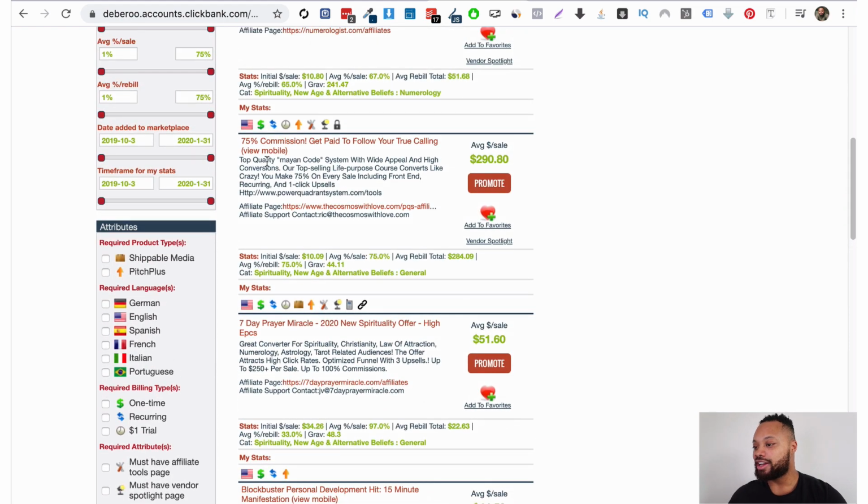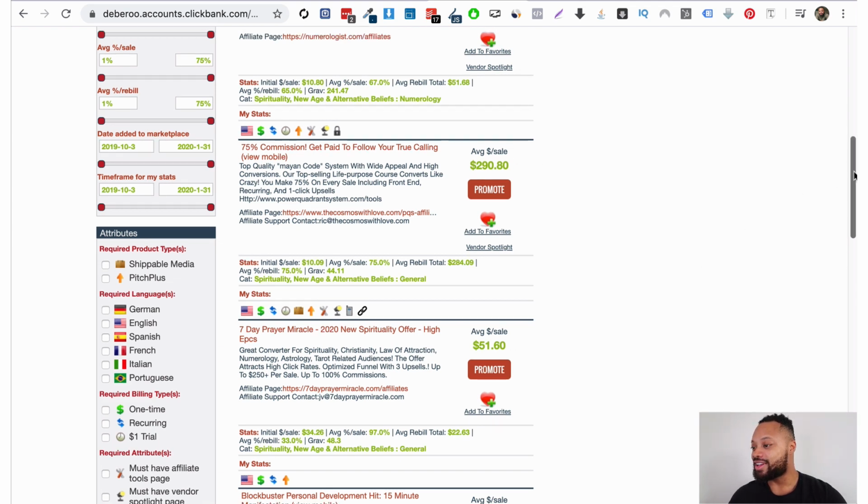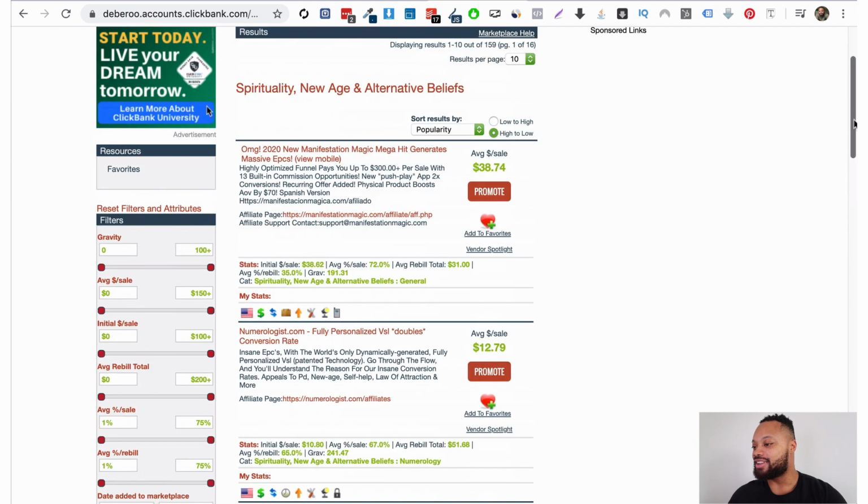Yeah, so we're seeing like $290 average sale, $51 average sale, $12, okay, not that high, $38, still good. If you're used to running a sweepstakes where you get $1 to $4 payout, you know, seeing these payouts is very big, right? Now, Clickbank has plenty of offers to choose from, and these offers are actually ideal for native campaigns.